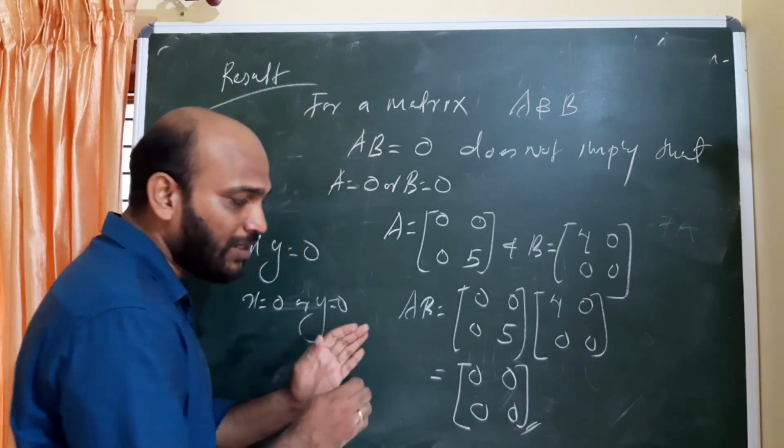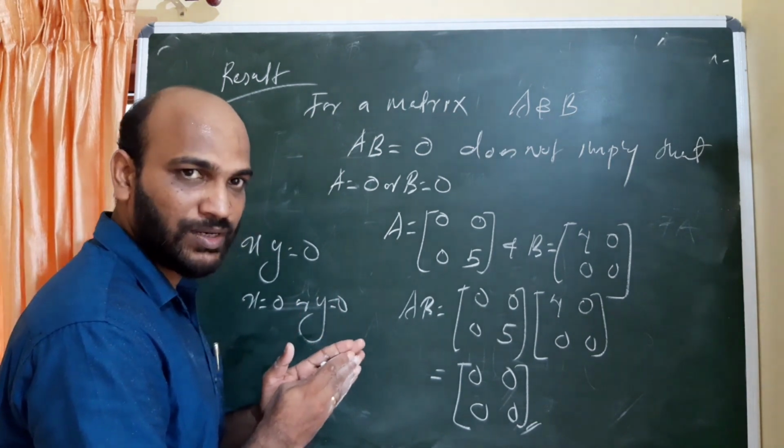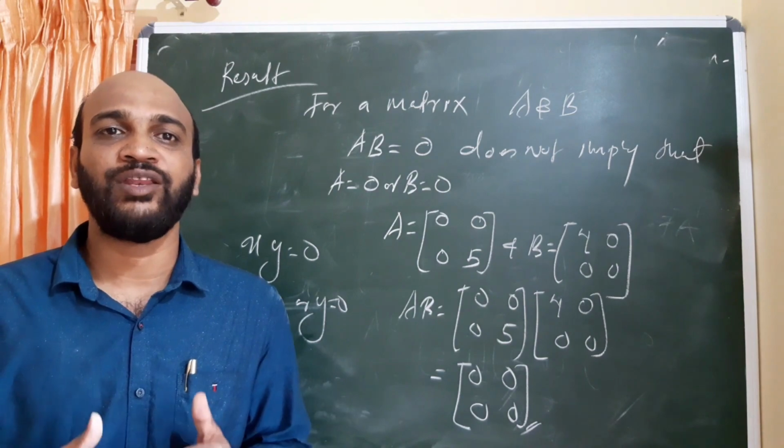So AB we are getting a 0 matrix, but A not equal to 0 matrix and B not equal to 0 matrix. So we can conclude this section. Next section we can start a new chapter.